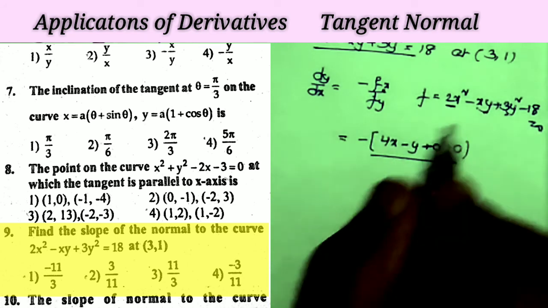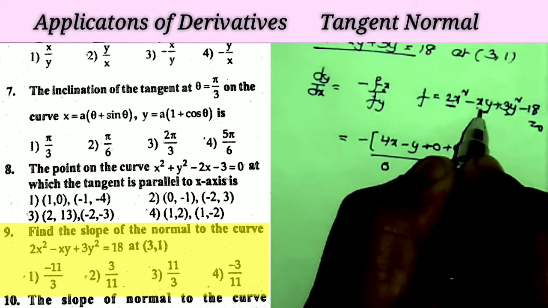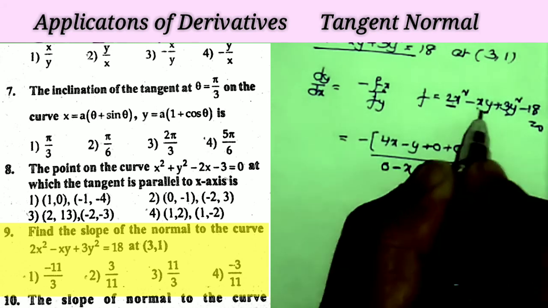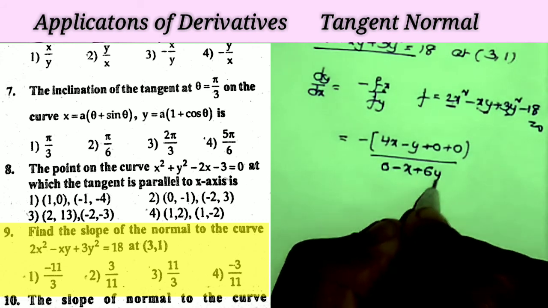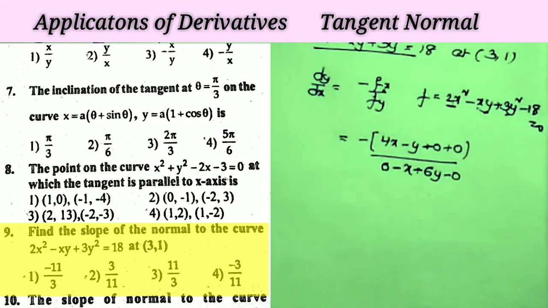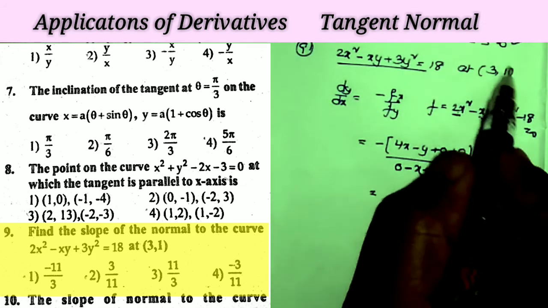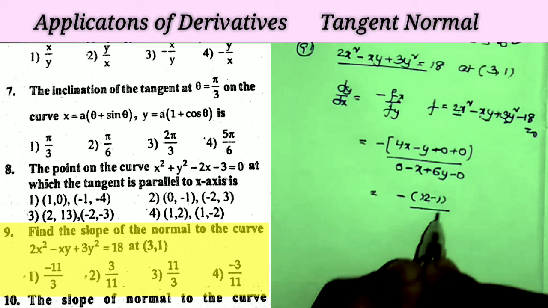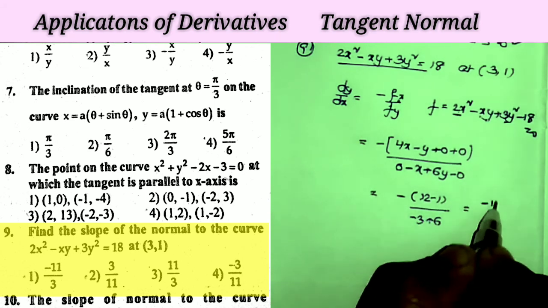Okay, now fy, doing the derivative with respect to y, that is x terms are constants, 2x square constant derivative 0, minus xy, x is the constant, y derivative 1, that is minus x into 1, 3y square derivative 6y minus 0, okay. So this is equal to the derivative value, but what is given, x comma y is equal to (3, 1), that is minus of 12 minus 1 by minus 3 plus 6 is equal to minus 11 by 3.